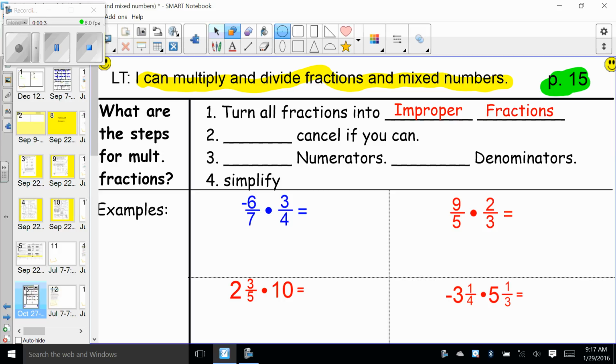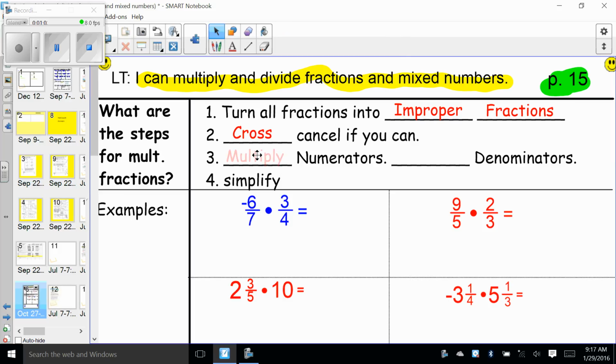Okay. So after we do that, we are going to cross cancel if you can. Now that's just an option in step 2. You don't have to do that. It's like a shortcut. Some kids love it. Some kids are not interested in doing that. They just want to take the long way and get the correct answer. It doesn't make any difference to me if you do step 2. If you choose to do step 2, then you would move on to step 3. Otherwise, you'll go from step 1 to step 3.